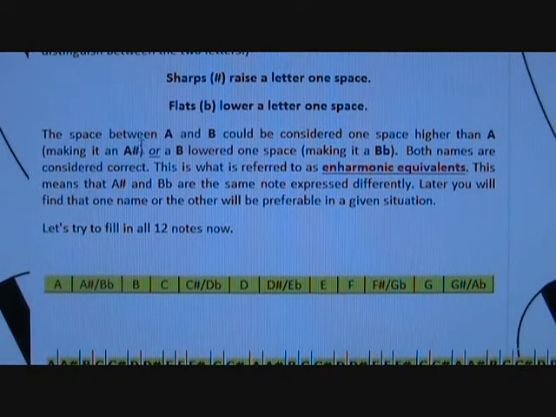The space between A and B could be considered one space higher than A, making it an A sharp, or a B lowered one space, making it a B flat. Both names are considered correct. This is what is referred to as enharmonic equivalence. This means that A sharp and B flat are the same note, just expressed differently. Later you will find out that one name or the other will be preferable in a given situation.